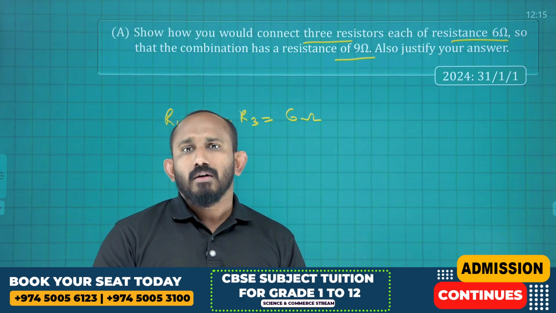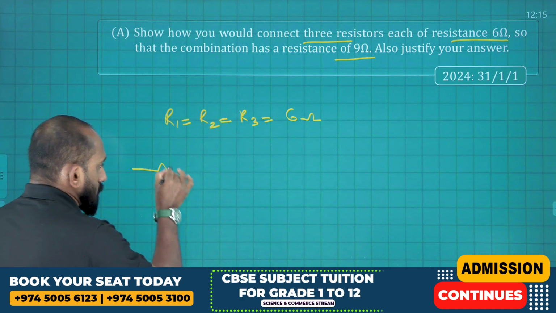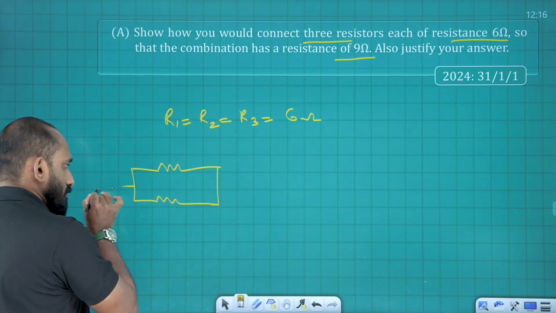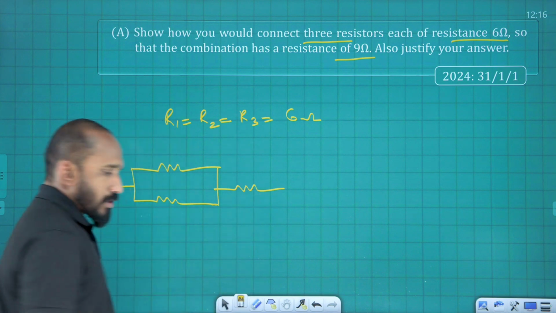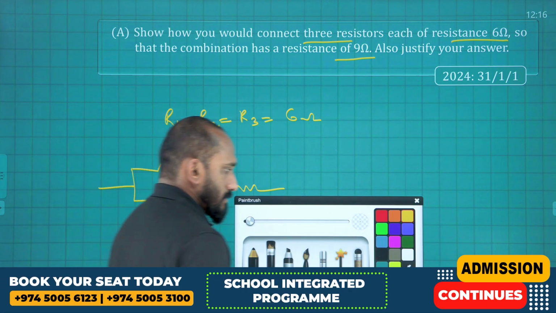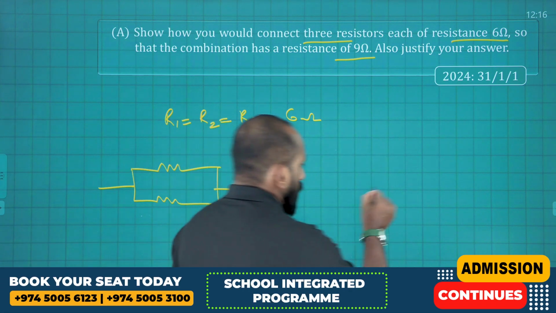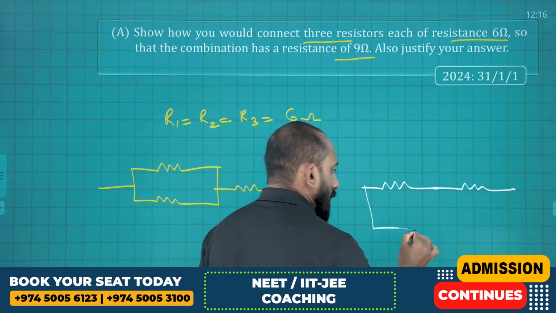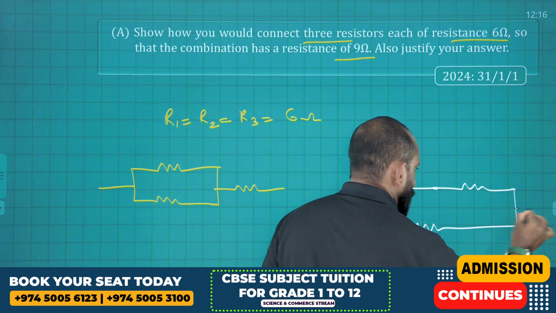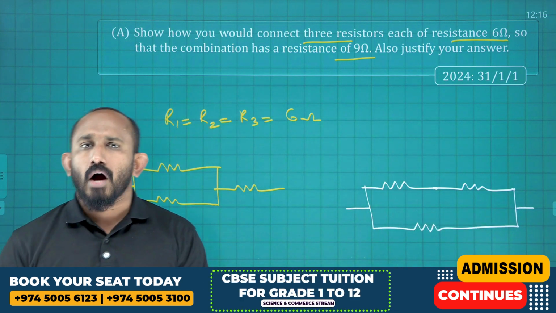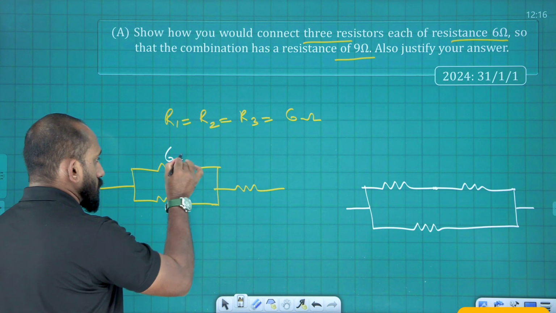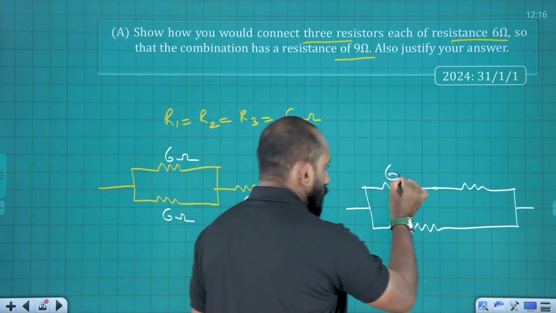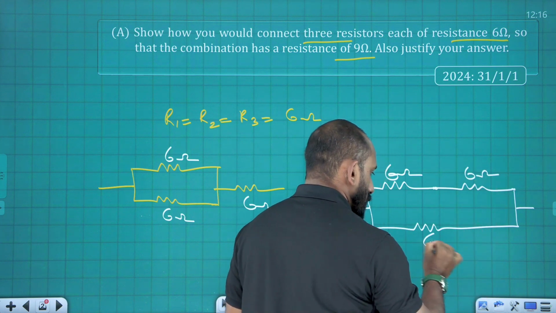So let's try. One resistance this way and another in parallel I am connecting, then to this a series combination. Then another way of connection: 2 resistors in series and 1 in parallel. So these 2 combinations we can try. All of them are 6 ohm. This is 6 ohm, this is 6 ohm, and this also 6 ohm. Here also 6 ohm, 6 ohm, and 6 ohm.